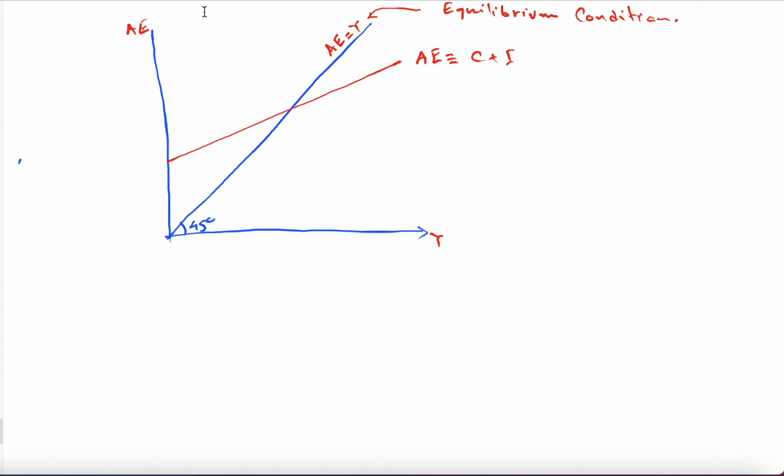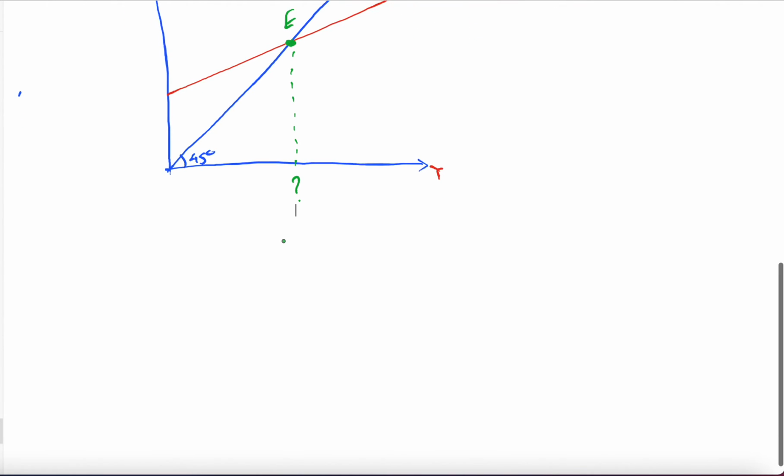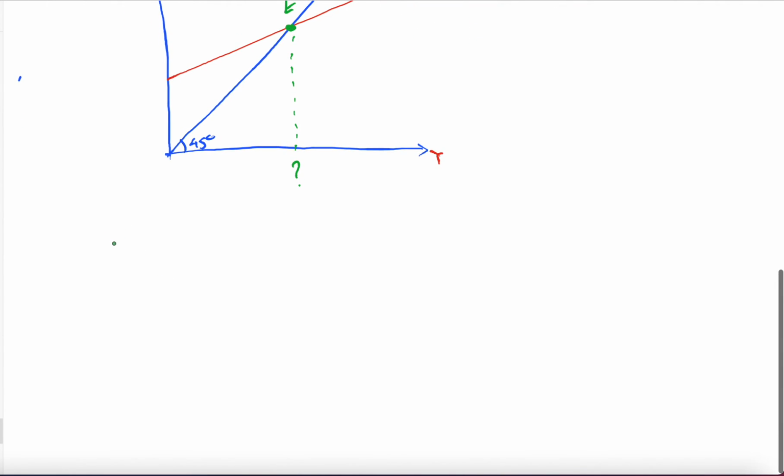Equilibrium condition, and the equilibrium would be this point E. At which level of income are these two equal? These two are equal. The two ways with equations of the equilibrium condition: number 1 is that we equate Y equal AE.